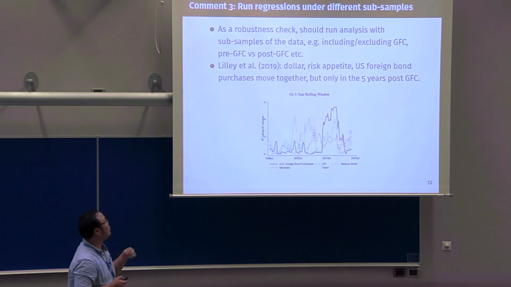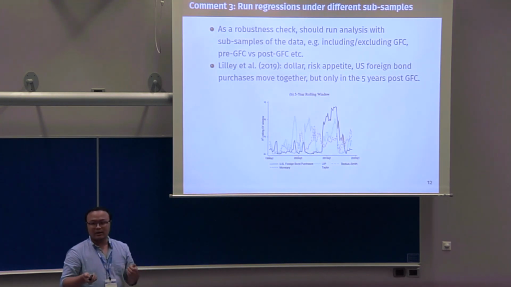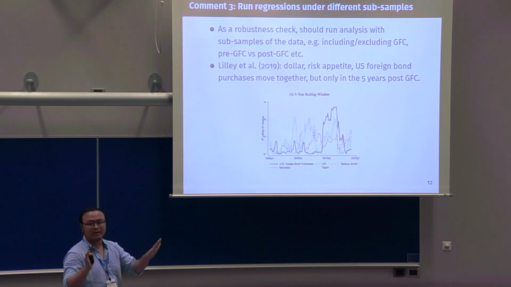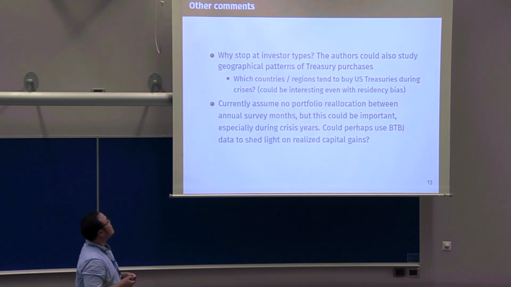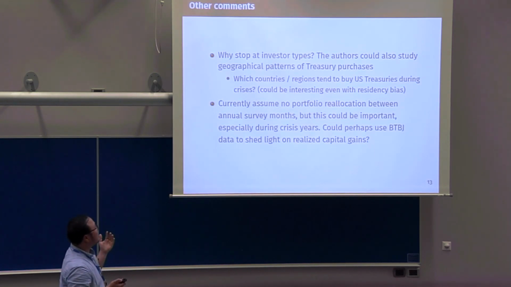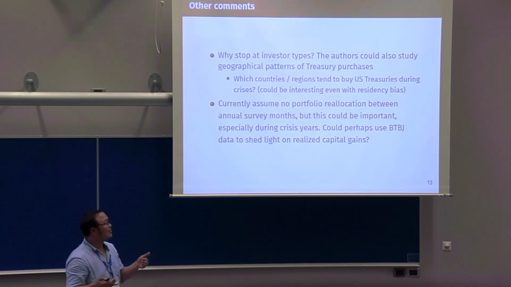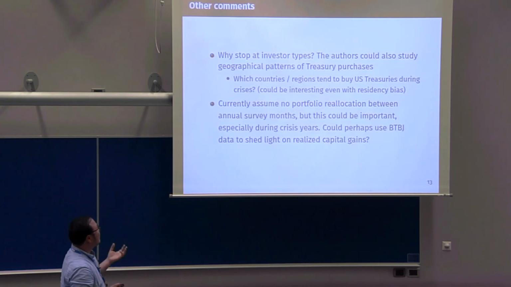So something worth doing for a robustness check is to rerun your regression, estimating elasticity, but either excluding the crisis or doing a pre-post crisis analysis. And then some more minor comments. Why stop at investor types? I think with the SHL form, you also have geographical location, which is not perfect, but maybe that's something to learn. And then currently, the methodology would assume that there's no portfolio reallocation between the annual survey months, so from June to June. But this could be important.